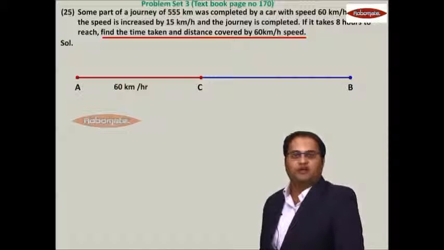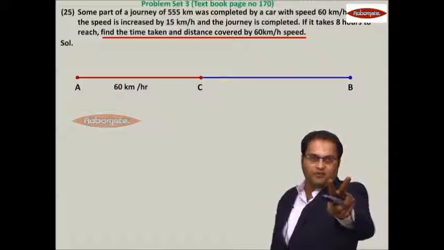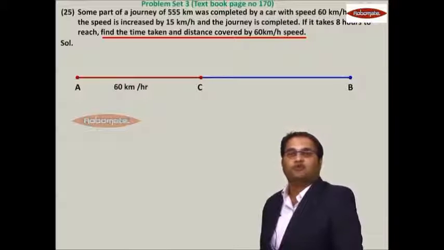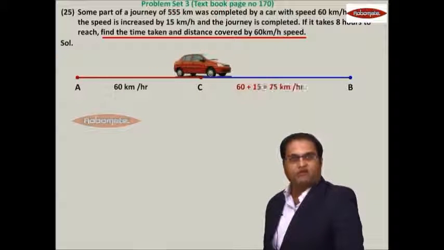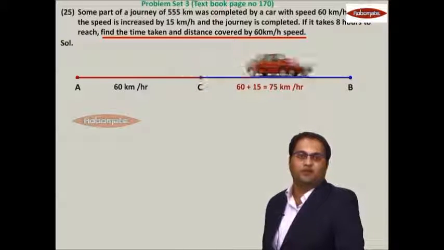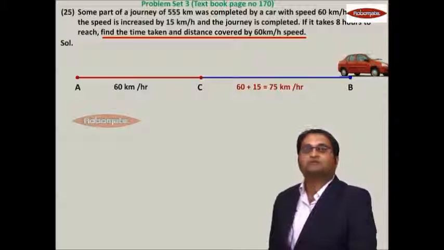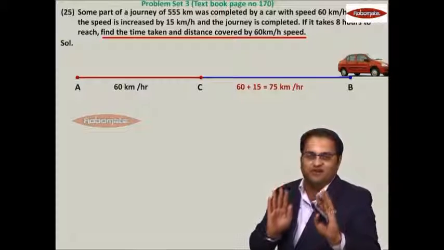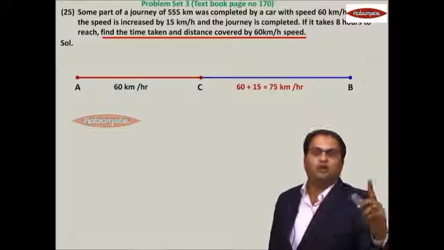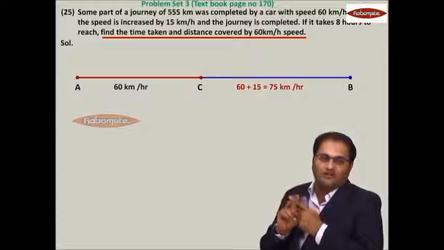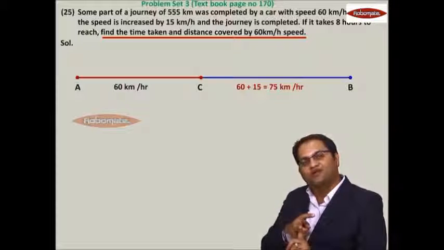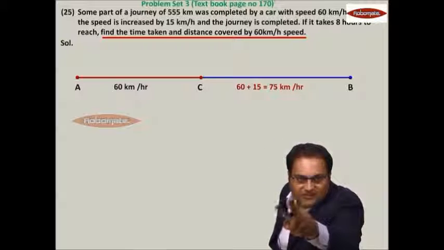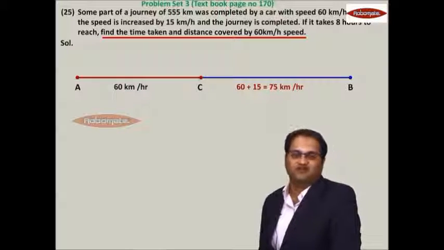Then the speed is increased by 15 kilometers per hour and the journey is completed. So for the remaining part, that is from C to B, the speed is increased by 15 kilometers per hour and the journey is completed. So what will be the new speed? 60 plus 15, which is equal to 75 kilometers per hour. So two speeds are given. A to C, the speed of the car is 60, and C to B, the speed of the car is 75. If it takes 8 hours to reach, I mean the total time taken is 8 hours. So two things are given, the total distance, that is 555 kilometers, and the total time, that is 8 hours. Find the time taken and distance covered by 60 kilometers per hour speed. That means, between A and C, what is the time taken and what is the distance covered?